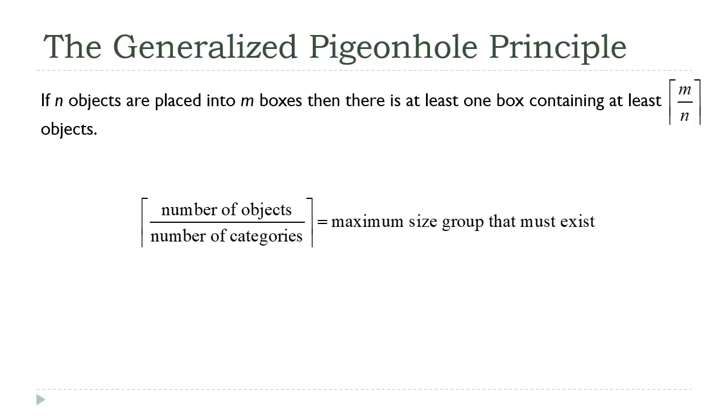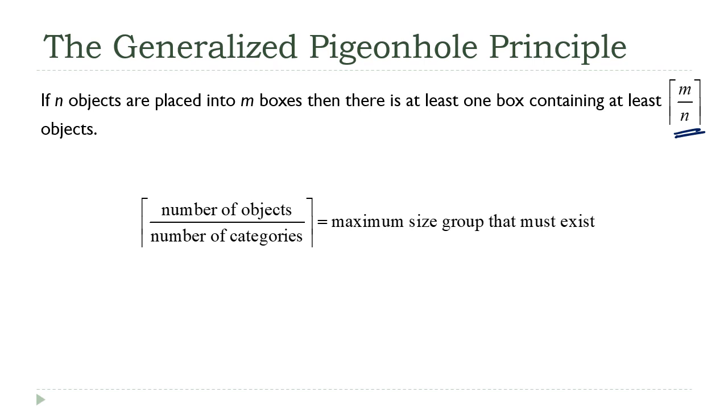So in this lecture, we're going to take a look at a proof that relies on the generalized pigeonhole principle that we just discussed. And I've just restated it here for a quick review. It says that if we're taking n objects and sorting them into m boxes, there must be at least one box with this many objects in it.